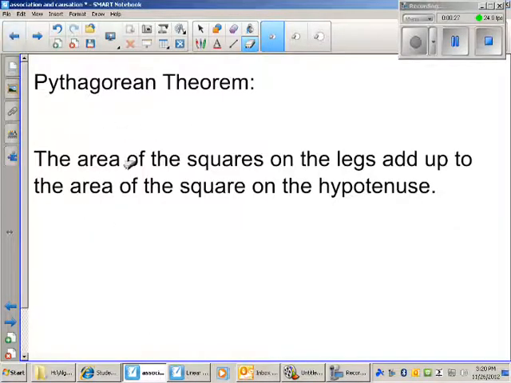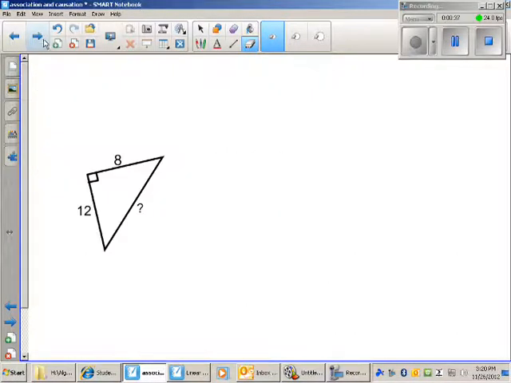And we know that the Pythagorean theorem says that the area of the squares on the legs must add up to the area of the square on the hypotenuse. So the first thing that I should really think about when I look at this question is if I'm trying to find the leg or if I'm trying to find a hypotenuse. And we can find the hypotenuse by drawing an arrow away from the right angle. So the side length that I don't know is the hypotenuse.